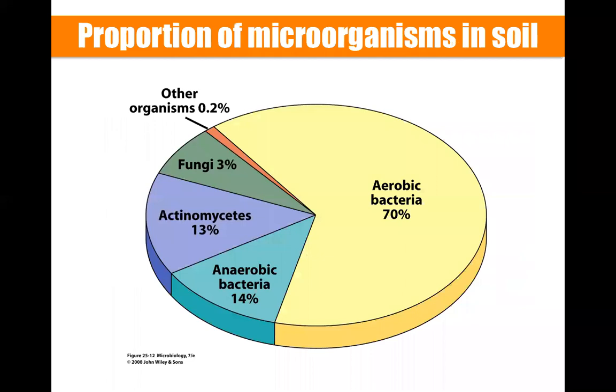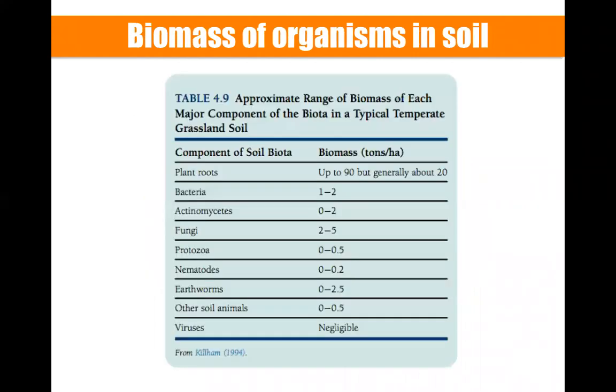All right. So how much of these microbes are in soil? In terms of proportions, majorly we have aerobic bacteria, about 70% of the total microbes in soil. We have anaerobic bacteria and actinomycetes, each about 13 to 14%, fungi 2%, and others are about 0.2%.